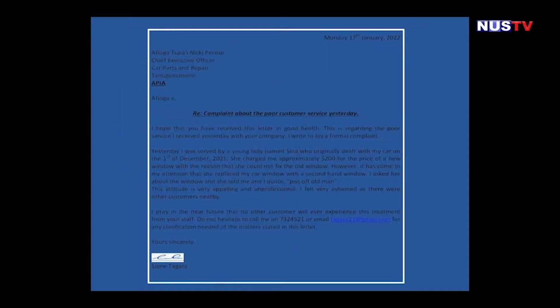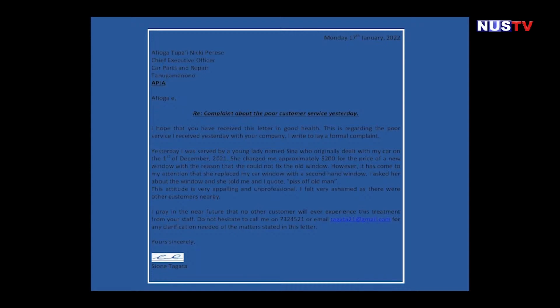For example, in this scenario you went to a garage or a mechanic to give in your car, and you received ill treatment. You know the owner of this company is Tupae Niki Perese, and the name of the company is Car Parts and Repair. The specific location is Tanunga Manono, in Apia. So this is just an example.